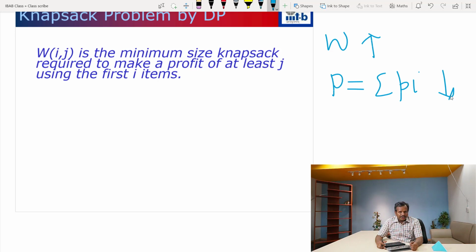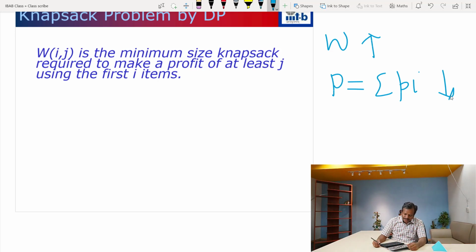So here I am allowed to consider the first i items, but I am asking the question whether I can make a profit of at least j, right? So I want to know what is the minimum size knapsack that is required if I have to make a profit of at least j using the first i items. Okay. So we will fill the table.